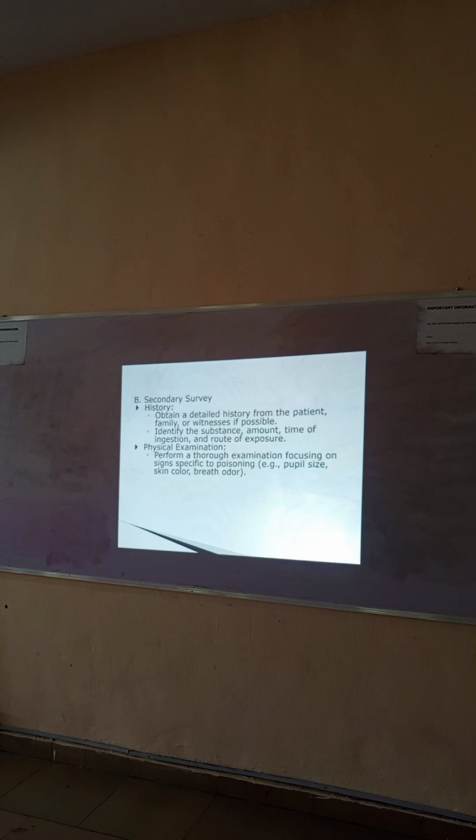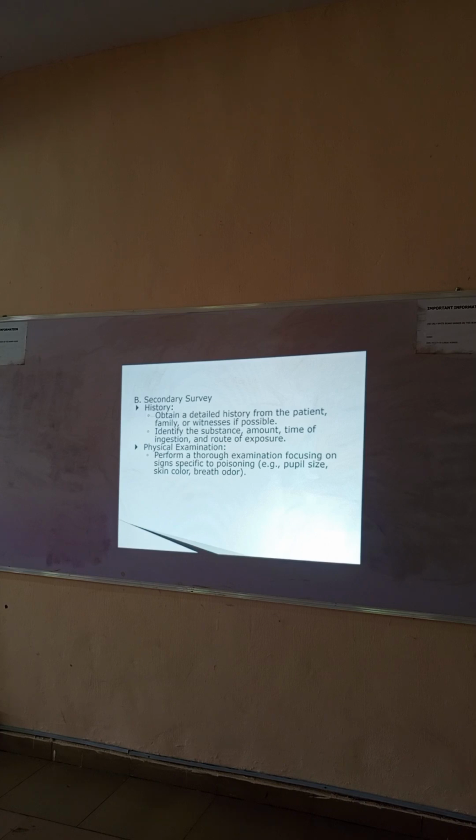We are moving to secondary survey now. After the initial assessment of resuscitation, we move to secondary survey, which includes taking a proper detailed history from the patient. If the patient is unconscious, you can ask the family or witness if possible. Identify the substance. The things that are very key in this history are identification of the substance, the dosage, just like how they previously mentioned, that anything can be a poison, but it's the amount that determines how much the person is going to react to it. Time of ingestion and route of exposure.